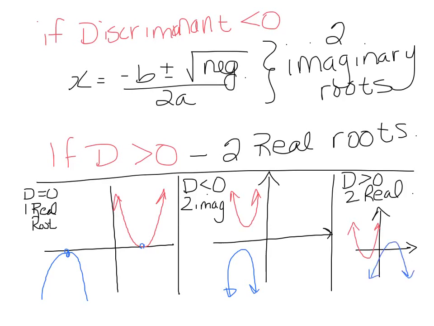So if you can tell me just the discriminant, without having to go through the whole quadratic formula, you can tell me the number of x-intercepts and basically what the graph would look like.